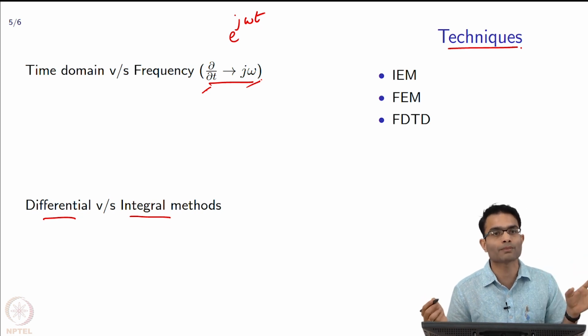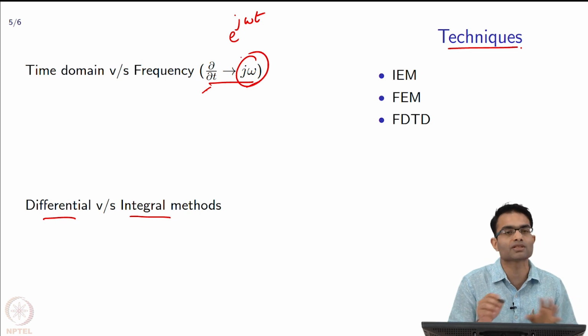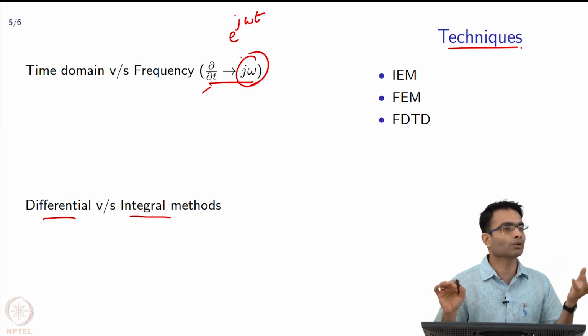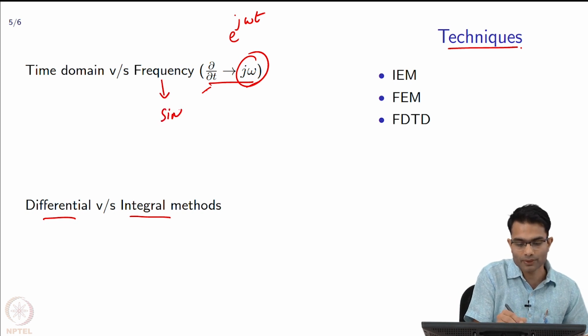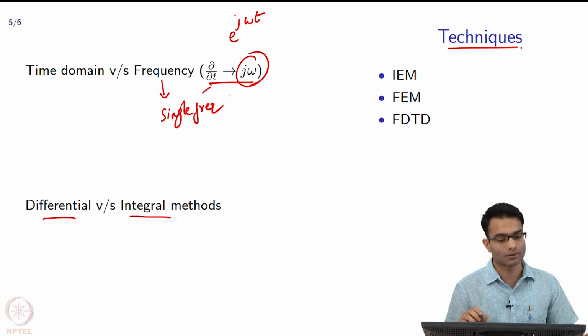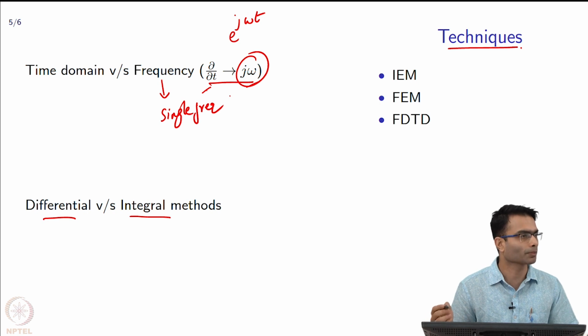I don't have to worry about time derivatives. It's just become a constant number j omega. So I have to deal only with the space derivatives. In the single frequency case, it's better for me to work with a frequency domain way of solving these problems. Why make life more complicated?